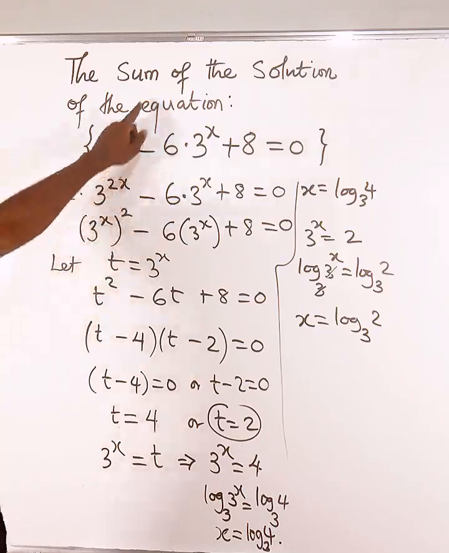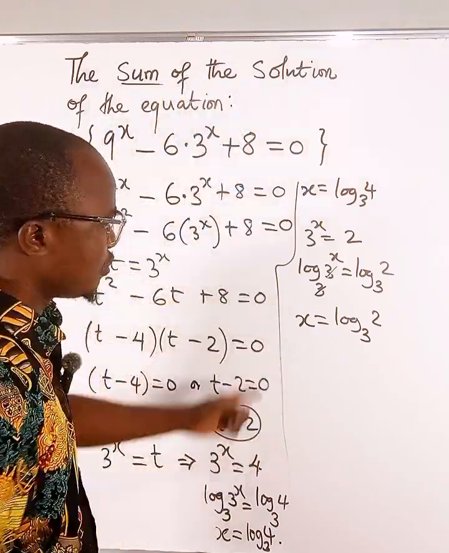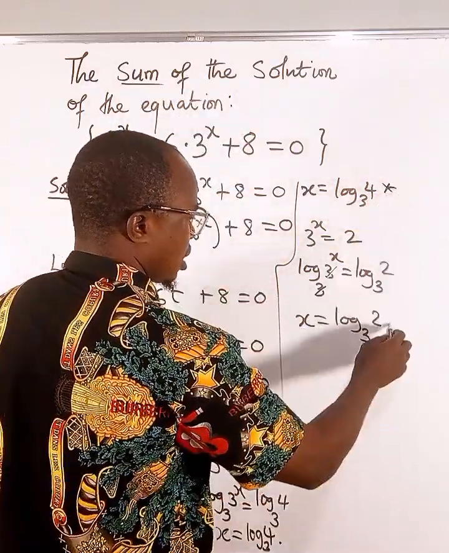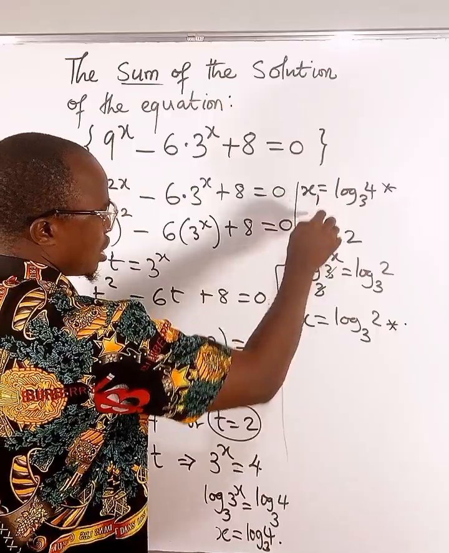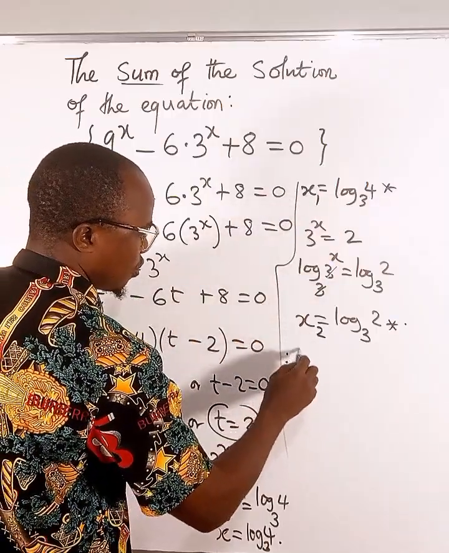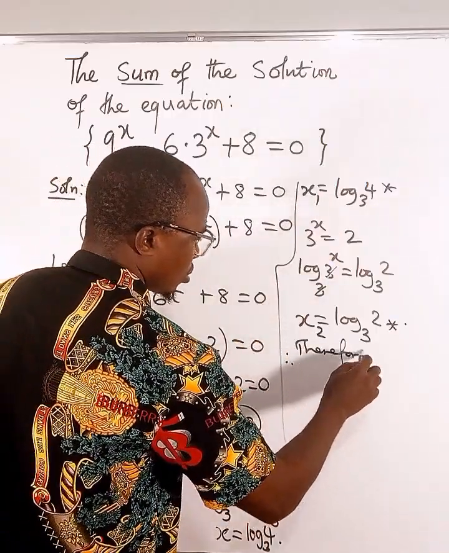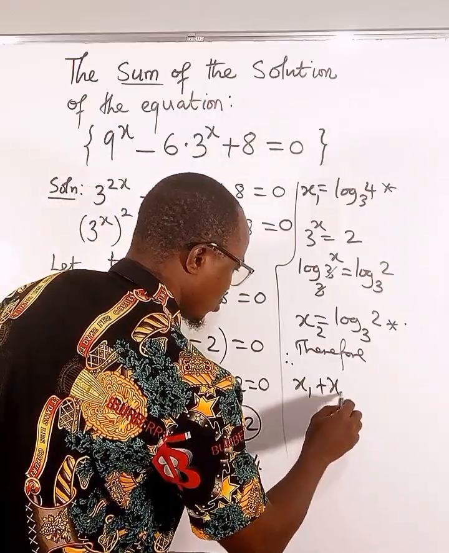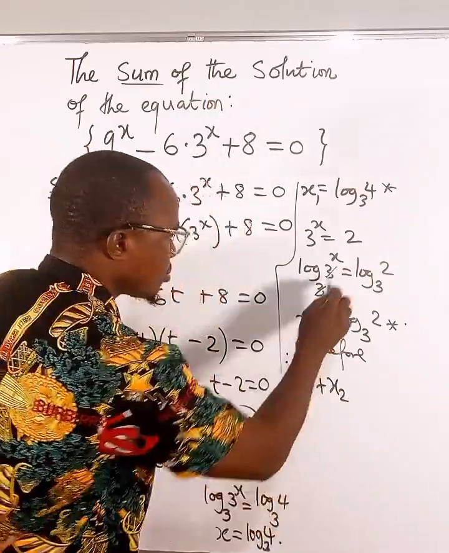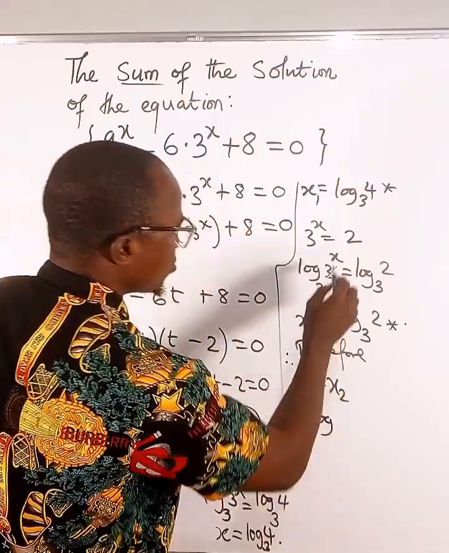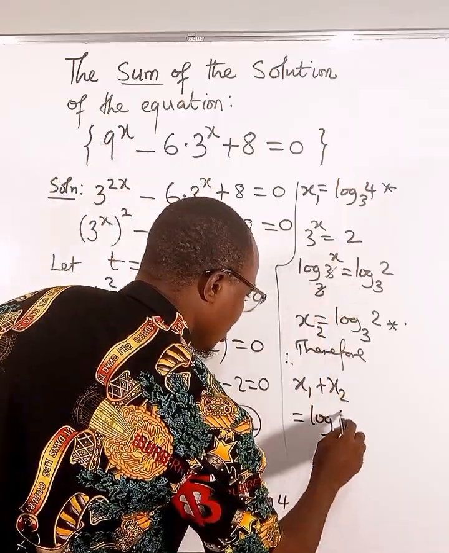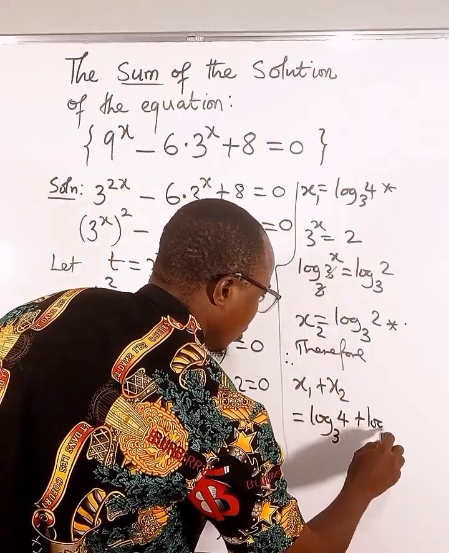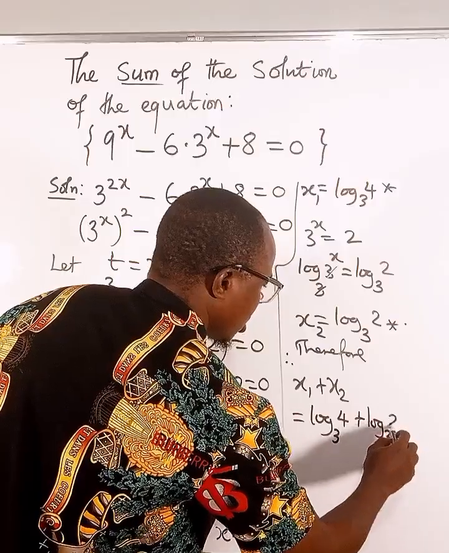But the question says find the sum of the solutions. So we have two solutions, this and this. Let's say this is x1 and this is x2. So what we are looking for is x1 plus x2, which is log base 3 of 4 plus log base 3 of 2.